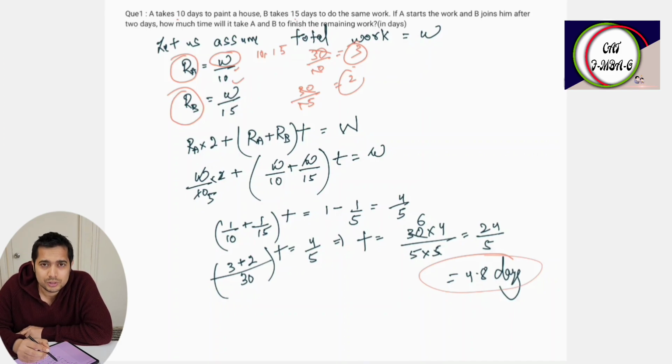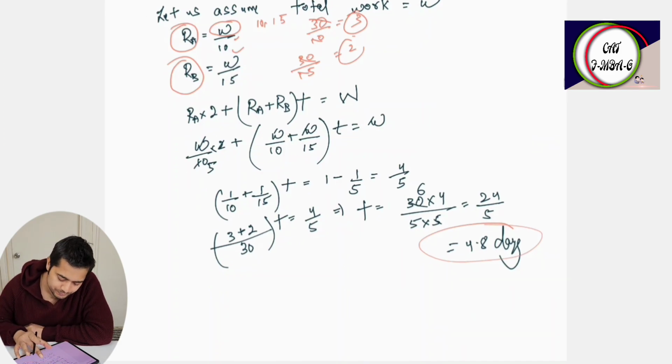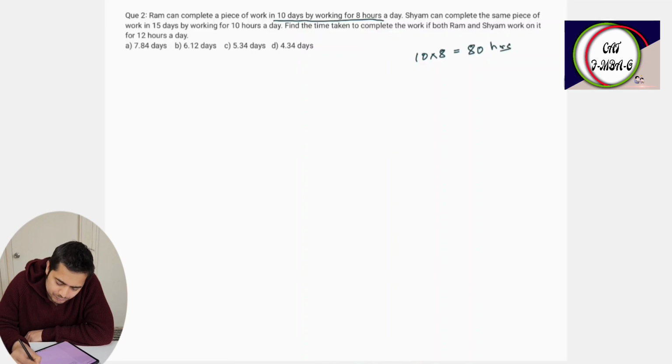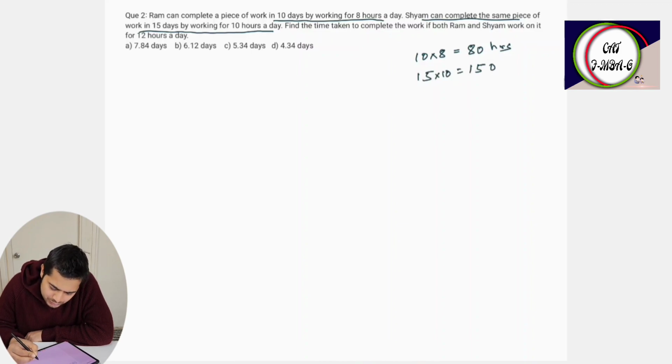Let's move on to the next question and see how we are going to solve it. Okay, so question number 2. Ram can complete a piece of work in 10 days while working for 8 hours a day. So 10 into 8 is 80 hours. Sham can complete the same piece of work in 15 days by working for 10 hours a day. 15 into 10 is equal to 150. Find the time taken if both Ram and Sham work on it for 12 hours a day.